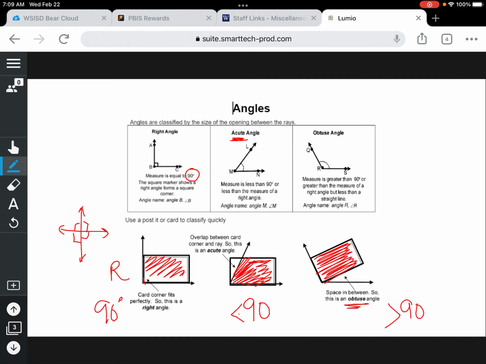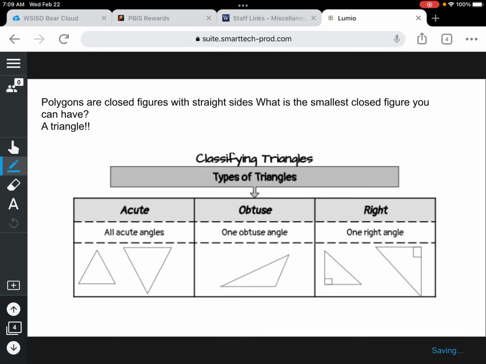Another way to remember is right angle is 90 degrees. Acute baby is an acute angle, and obtuse, big animals are the obtuse angles. So that is what we're going to use to classify our shapes. The polygons are closed figures with straight sides. So what's the smallest closed figure you can have?